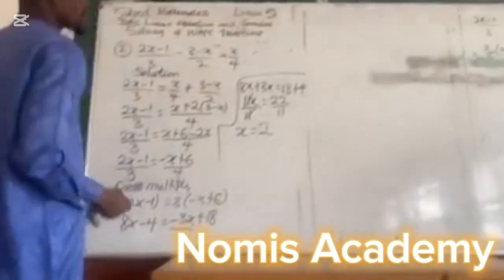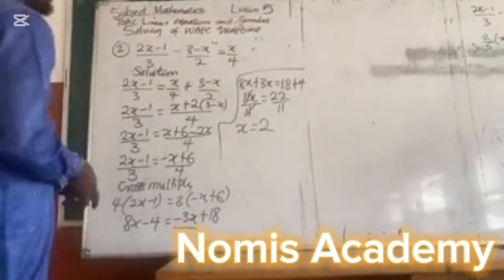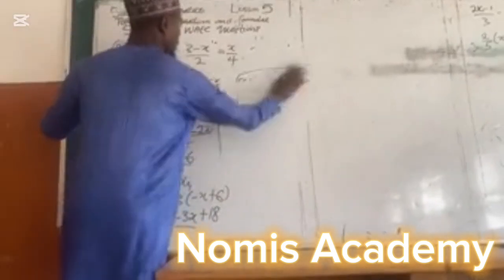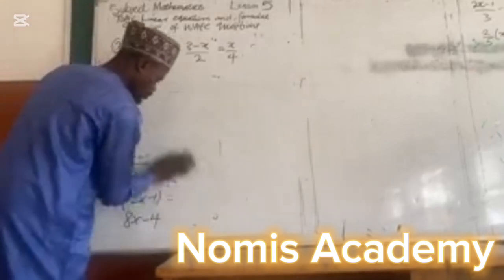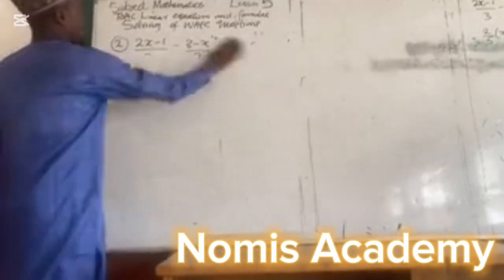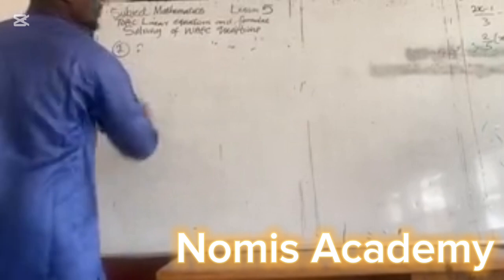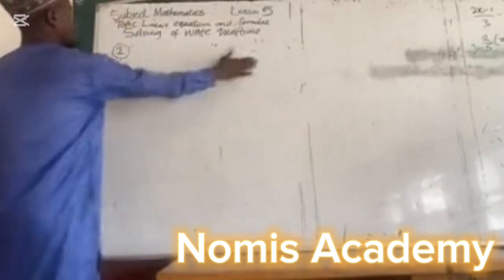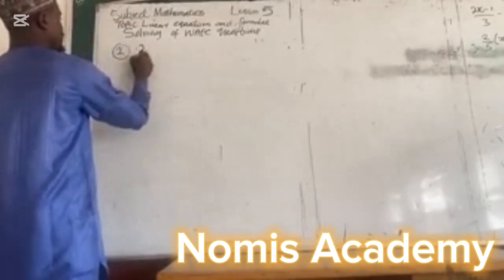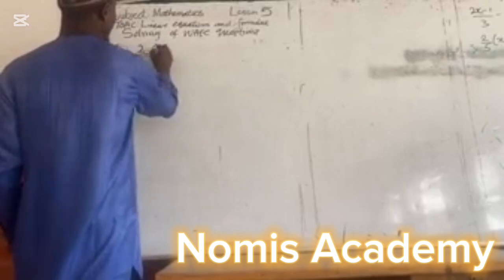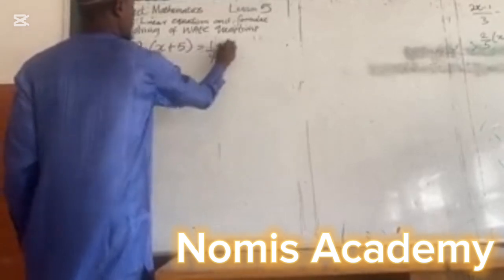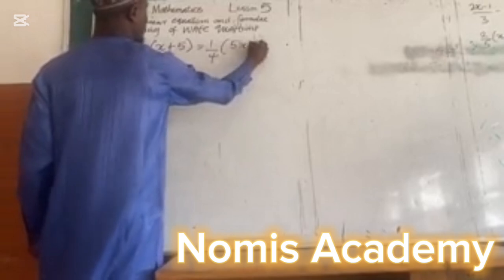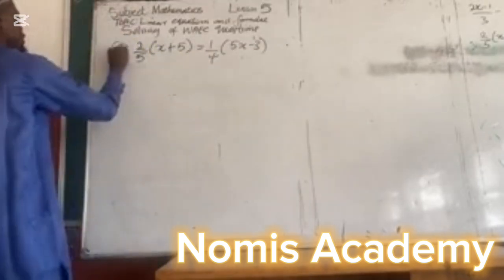So the next question, the last question for this video, number 3, we have 2 over 5, open bracket x plus 5, is equal to 1 over 4, open bracket 5x minus 3. And this is number 3.